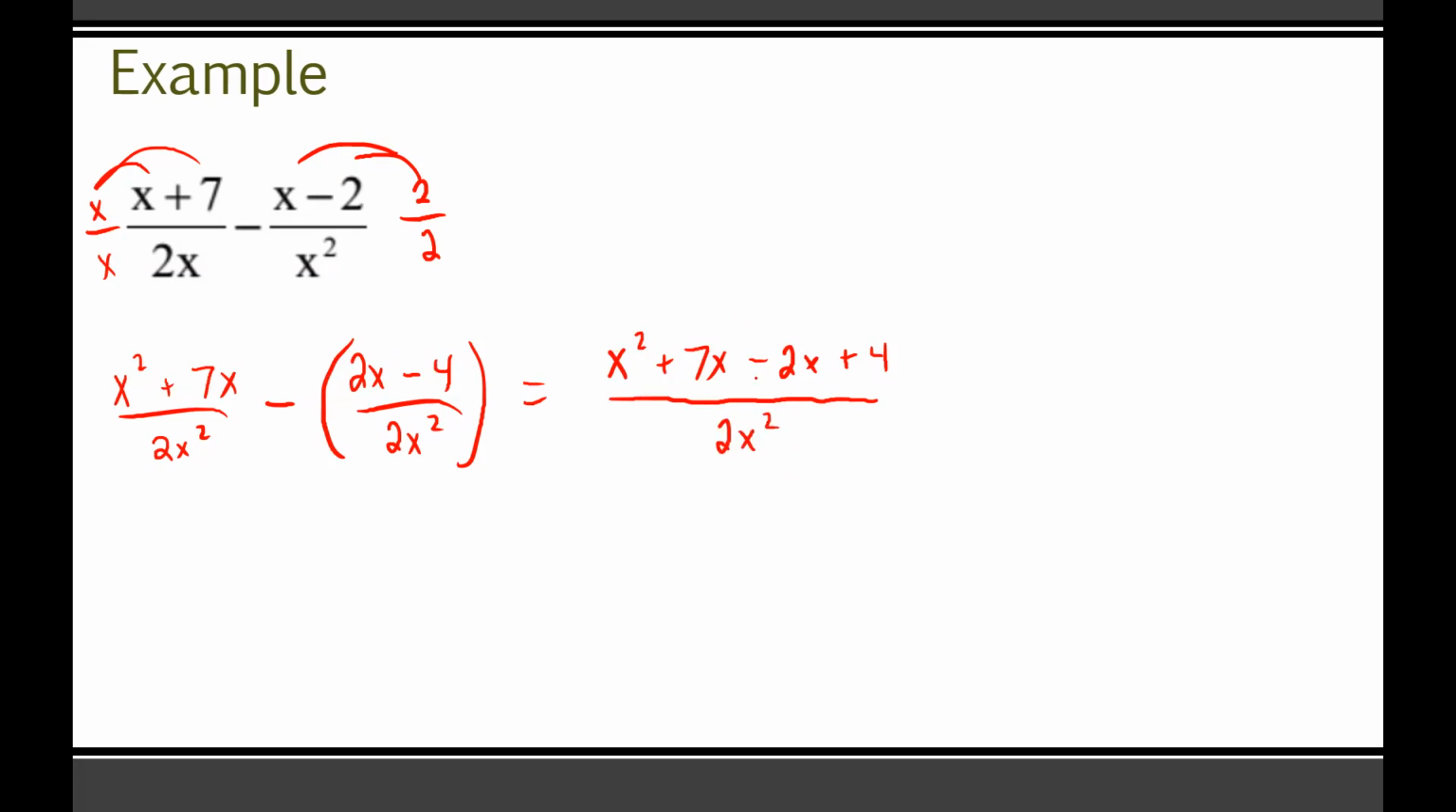One last step here. Let's just make sure that we clean up this. We have 7x minus 2x. Well, that's going to be 5x. So we'll have x squared plus 5x plus 4 all over 2x squared.